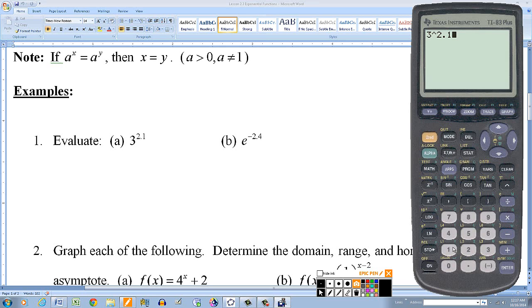So 3 to the 2.1 power. And we hit enter. And we get, to two places, 10.05.